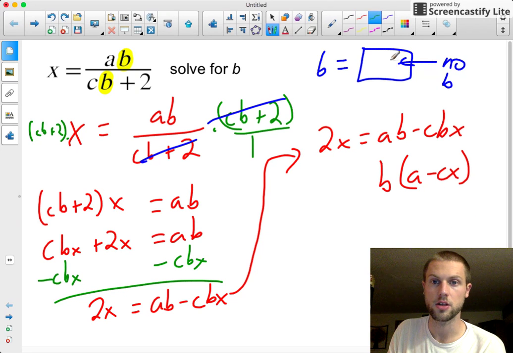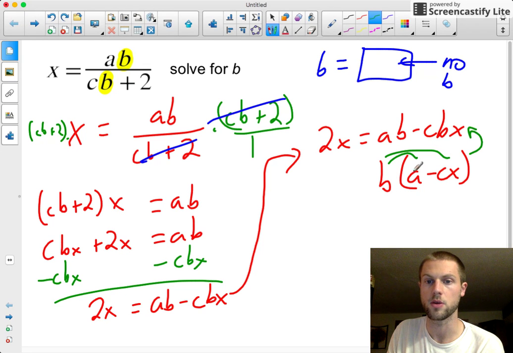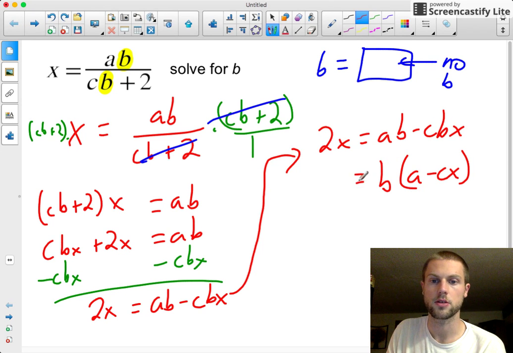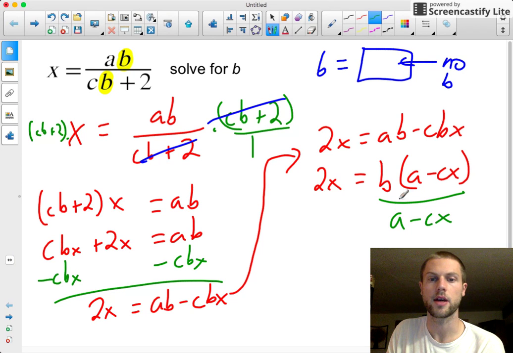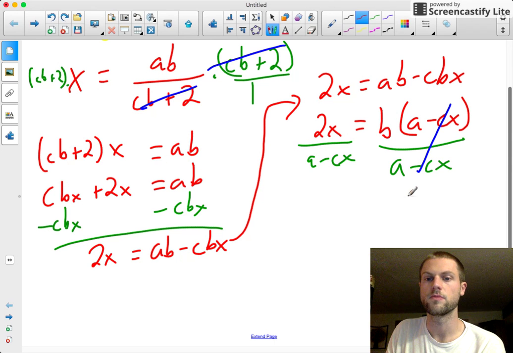And remember, you can always check this by pretending to distribute this back out and see if you get this up here. So that would be ab minus bcx. Yeah, that's the same thing. So we're good there. And this is equal to 2x. All right, my final step here is to get this b by itself. I can divide both sides by an a minus cx. These a minus cx's, they're going to cancel. And now I have my b all by itself, and that's equal to 2x over a minus cx.